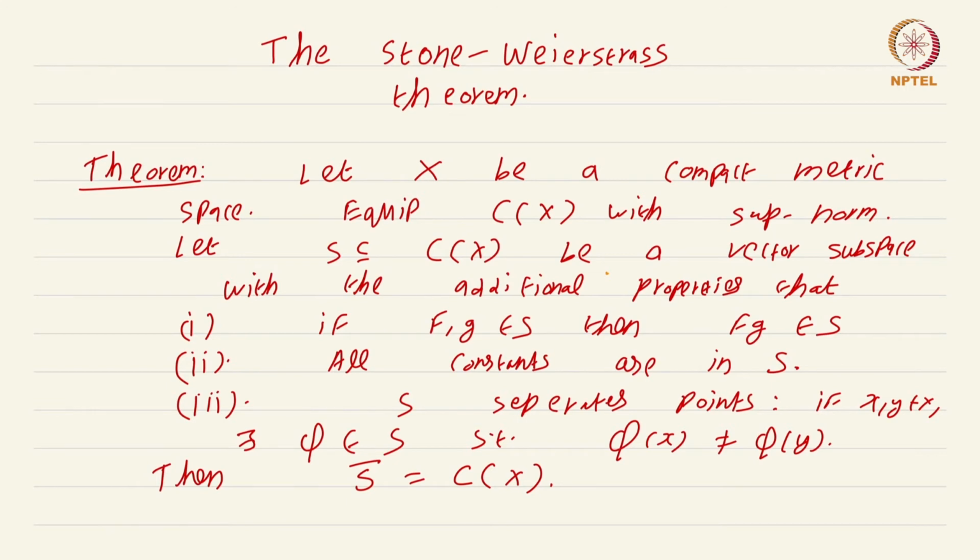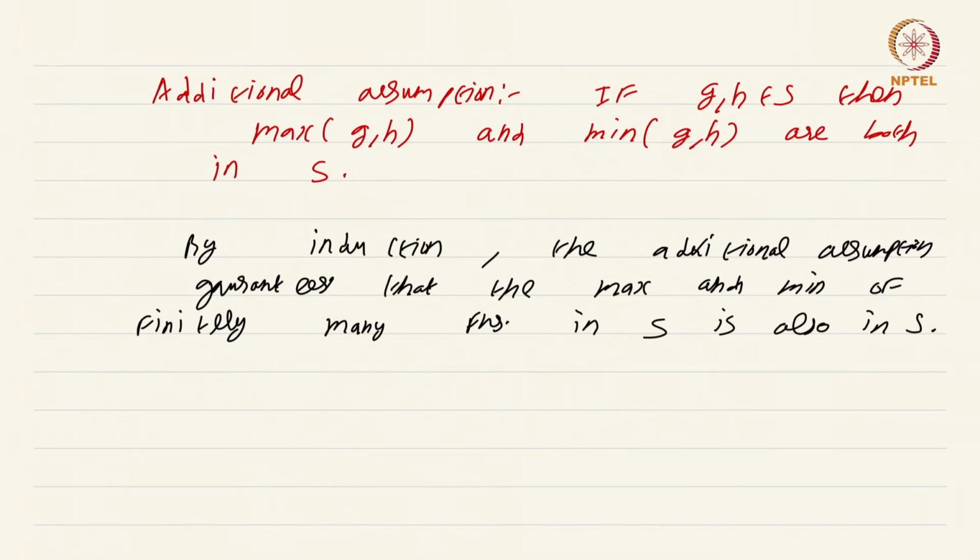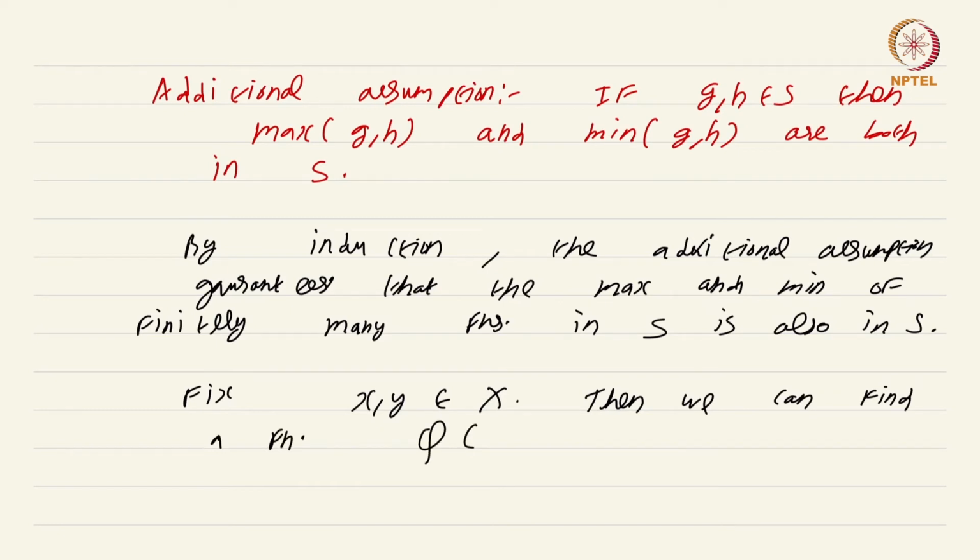In fact, it says that given any pair of points x, y in X, there is at least one continuous function that separates them. So that generates for you a number of continuous functions on S, and we are going to exploit the existence of these separating functions. So what you do is the following. Fix x, y in X. Then we can find a function phi in S such that phi(x) is not equal to phi(y). This is just rewriting. I'm writing the entire hypothesis again.